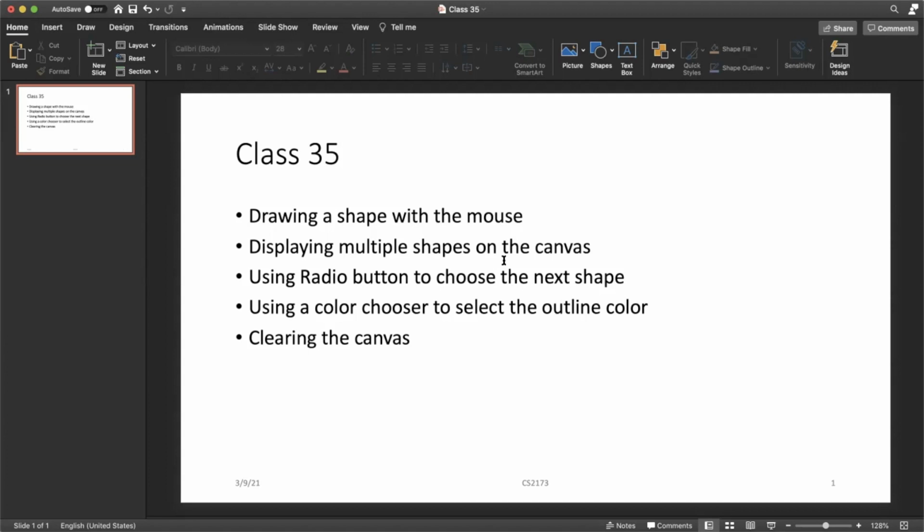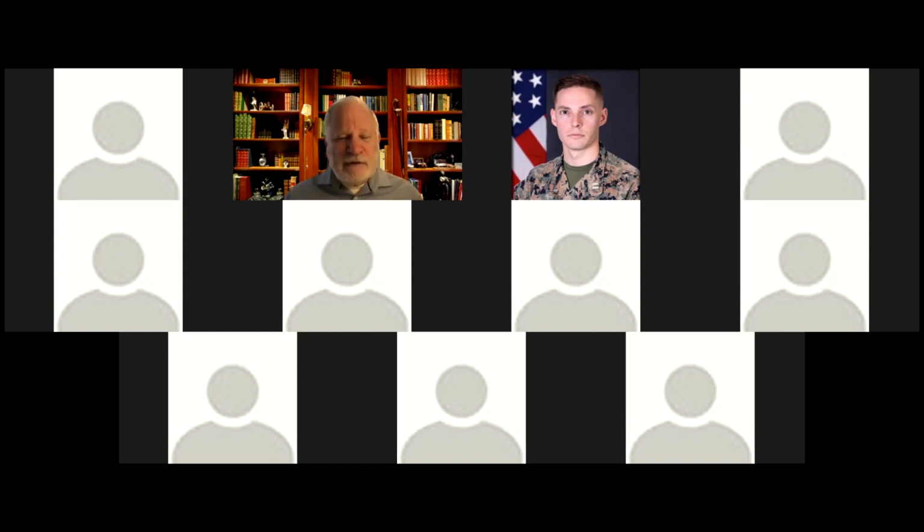And then finally, there's a nice little component that Swing has called a color chooser, which is something that you've probably encountered in other applications. And then finally, can we clear the canvas with just one button? So that's what's on tap for today.